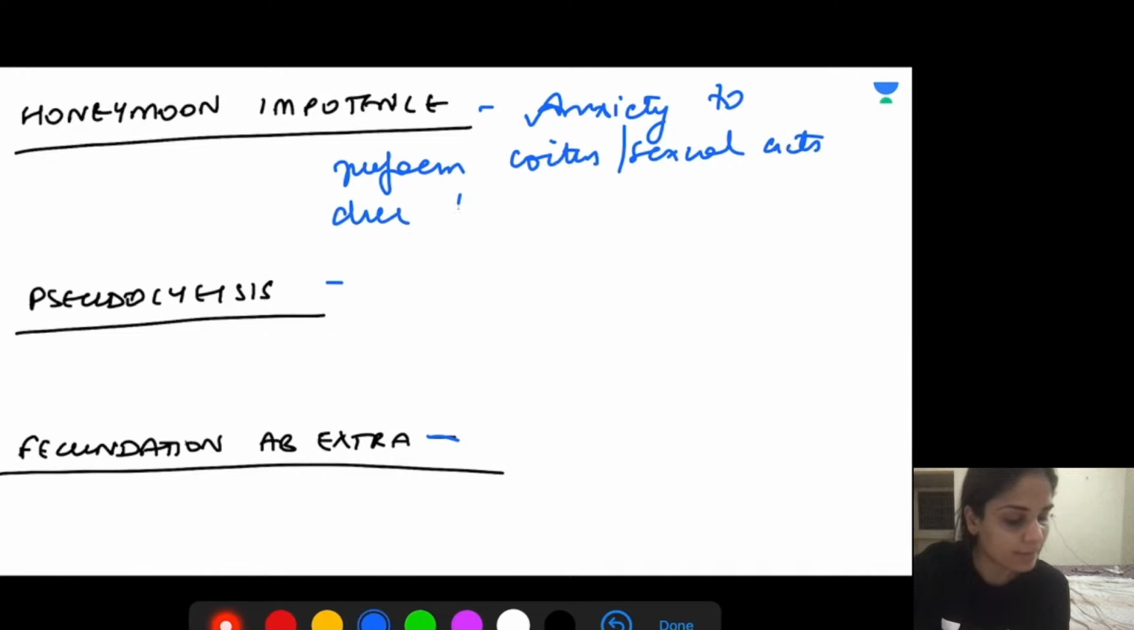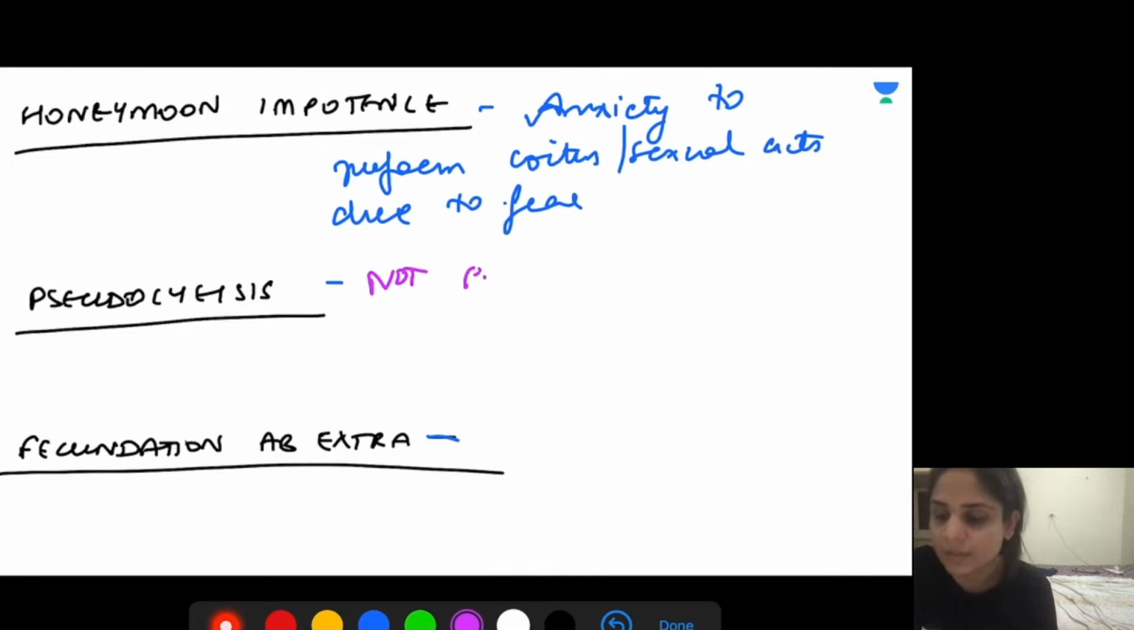Alright, phantom pregnancy, yes. So phantom pregnancy is pseudocyesis. So basically the patient will not be pregnant. If you check her HCG levels and everything, they will be normal, so she will not be pregnant, but symptoms of pregnancy will be there.